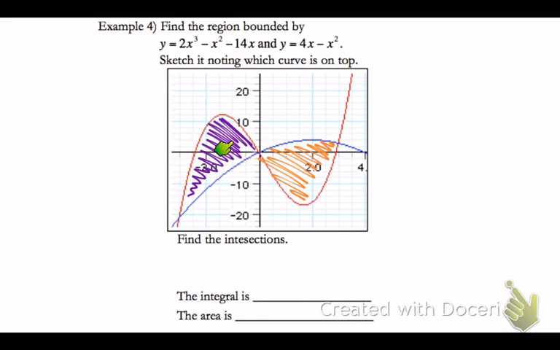Which is on top here in this purple region? Good. The cubic function, the red one, which is the cubic function. And which is on top here in this orange region? The quadratic function. Beautiful. So, this means how many integrals are we going to need to set up? 2. Do you remember enough of how to do that yesterday to do it on your own?